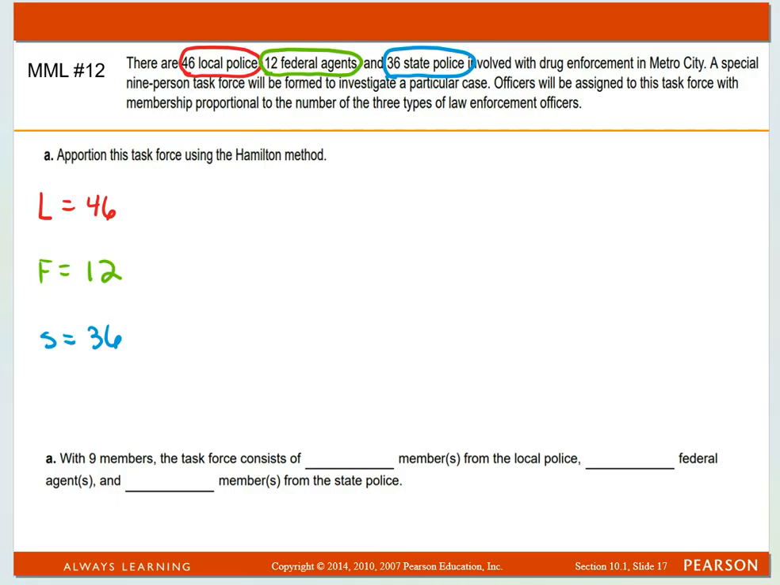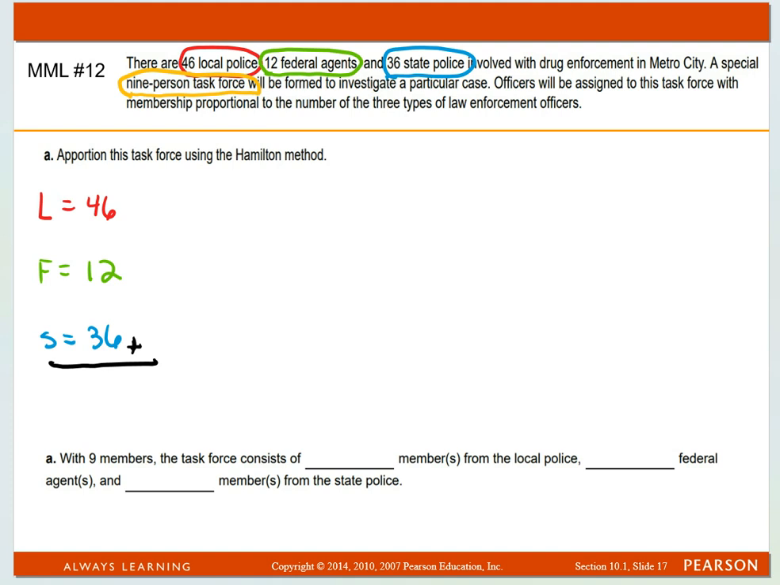Okay, so all of these police officers are involved with drug enforcement in Metro City. A special 9-person task force will be formed to investigate a particular case. Officers will be assigned to this task force with membership proportional to the number of 3 types of law enforcement officers. So, step 1, let's figure out how many cops we're talking about here.